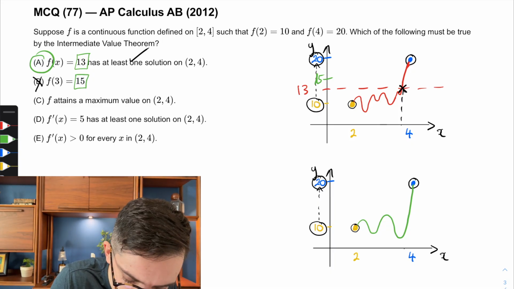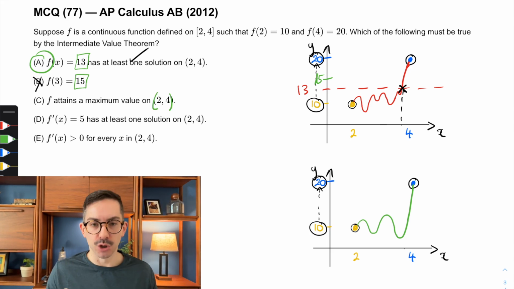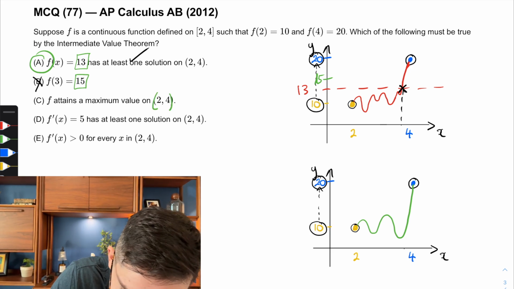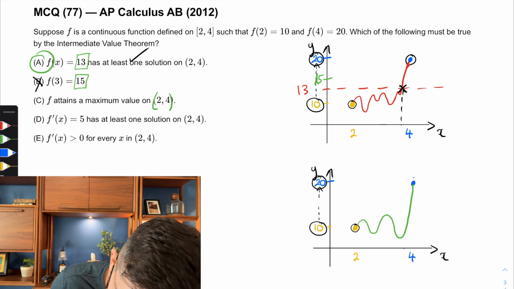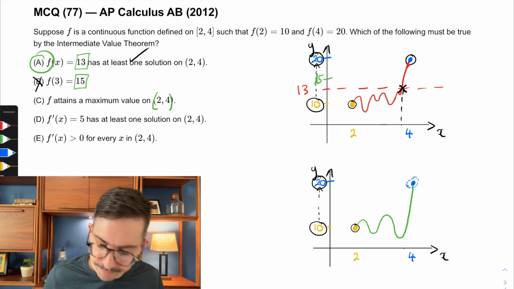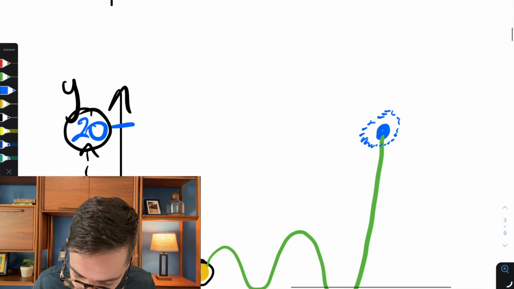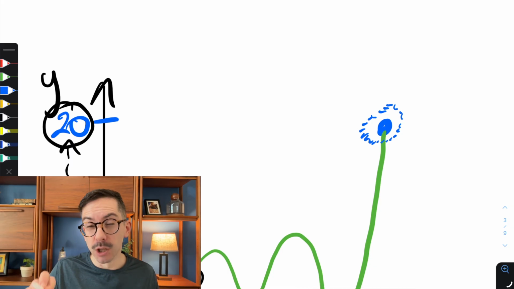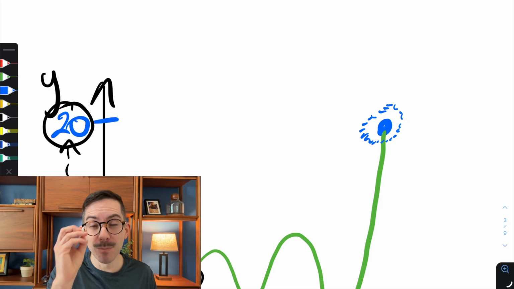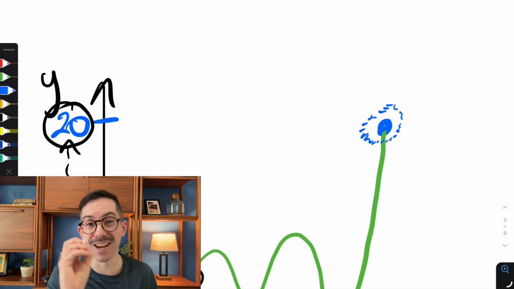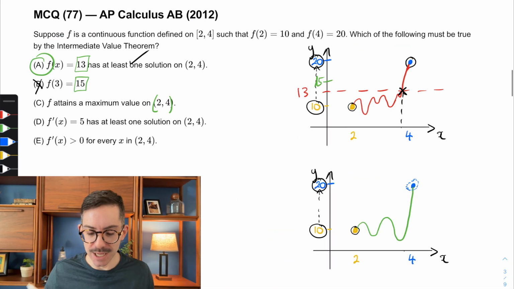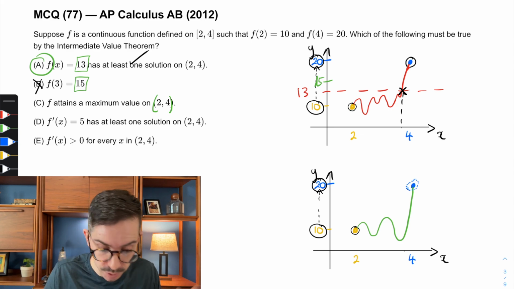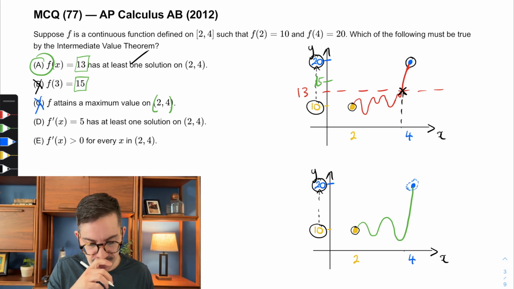But remember, it's the open interval 2 to 4 in the answer choice. So really, I'm looking at what's happening here, I've got this open endpoint. And if I zoom in a lot, you can see as I'm getting closer and closer to x equals 4, the function just keeps getting larger and larger. Because I'm not allowed to ever reach x equals 4, I never attain that maximum value. And so there is no maximum value attained on the open interval. So that can't be the answer choice.